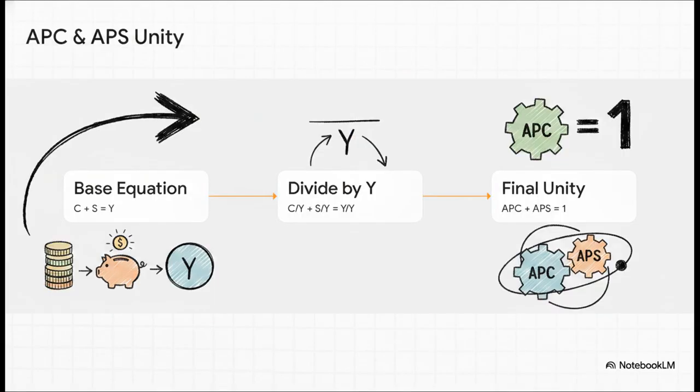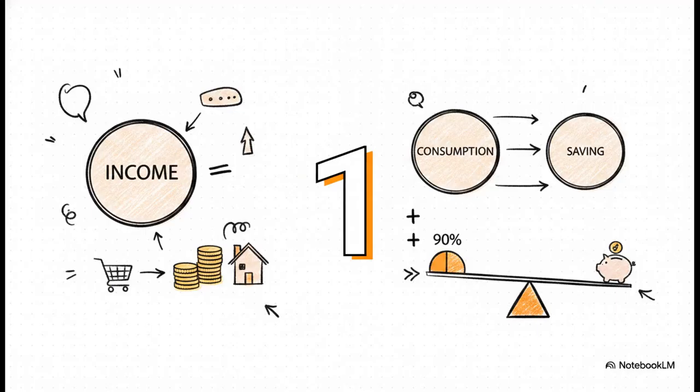Let's prove just how elegant this system is algebraically. Step 1, we start with our fundamental truth. C plus S equals Y. Step 2, we divide every single term on both sides by Y. We get C over Y plus S over Y equals Y over Y. Now think back to the definitions we just learned. C over Y is our average propensity to consume. S over Y is our average propensity to save. And Y divided by itself is simply 1. And this brilliantly illustrates our third step. APC plus APS must always equal exactly 1. Exactly 1. It's just a deeply satisfying, absolute mathematical unity.